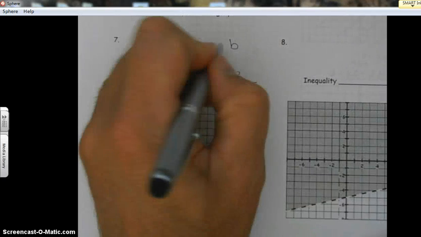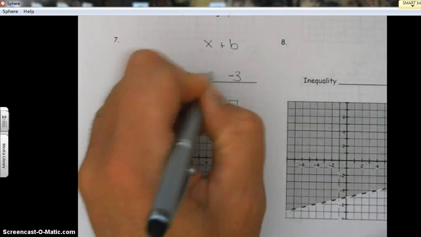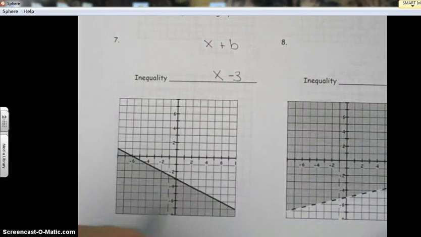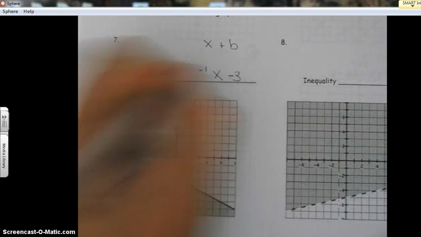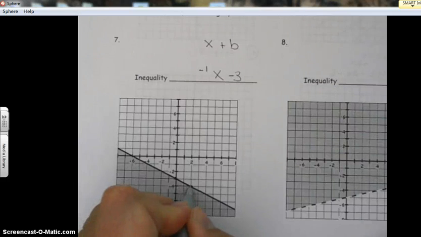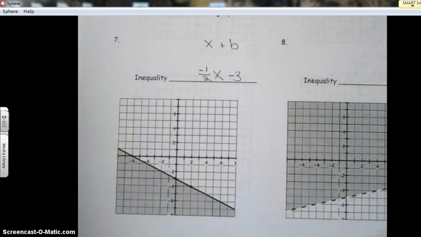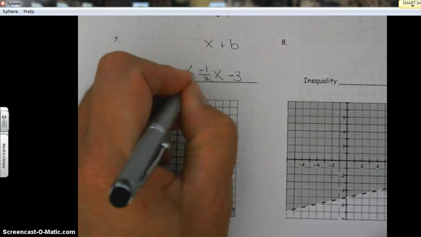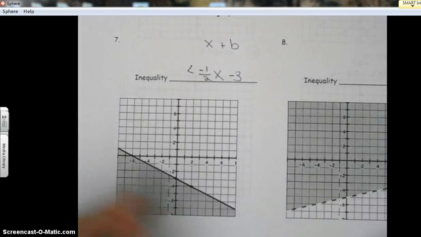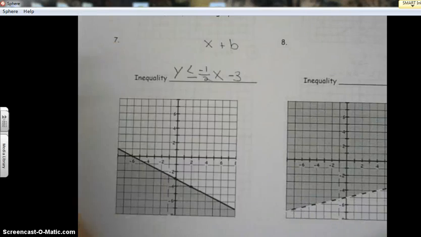Okay? And then I want my slope. So to get slope, we do rise over run. So we pick 2 points on the graph, pretty points. So our rise is down 1, and our run is +2. And there's your slope. Next, we're shading below the line, so that means we're going to have a less than. It's a solid line, so we need an equal sign, and then our y in the front.